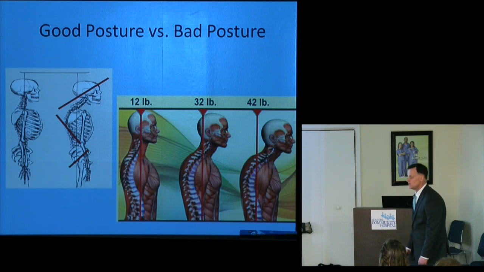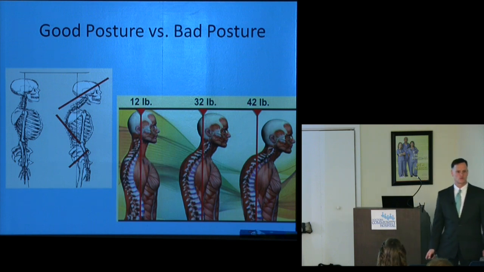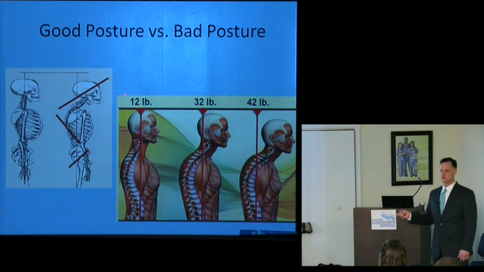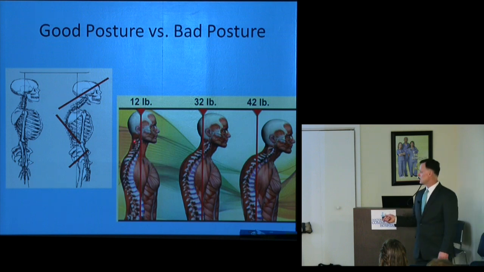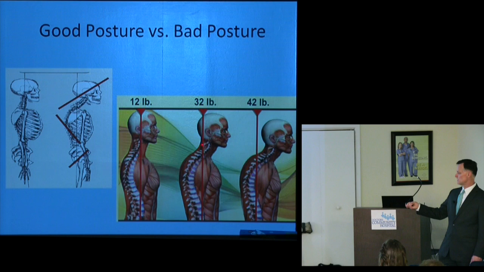Now, the reason I have this diagram over here, a normal head weighs 8 to 10% of your total body weight. So if you weigh 100 pounds, or in this case, this person weighs 120 pounds, their head weighs 10% of that, it's 12 pounds. If their head goes 1 inch forward, they increase the weight on their neck by 20 pounds of pressure per square inch plus the 12, which gives you 32 pounds of pressure per square inch on your neck.